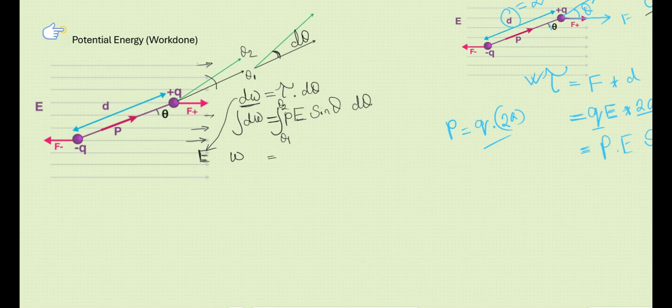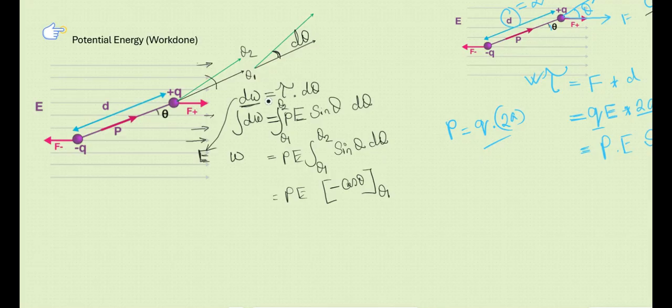Now find out the integrated value. So PE, from theta 1 to theta 2, sine theta d theta. So the integration of sine theta is equal to minus cos theta. Let's put the value here, theta 1 the lower limit, and obviously the upper limit is theta 2.